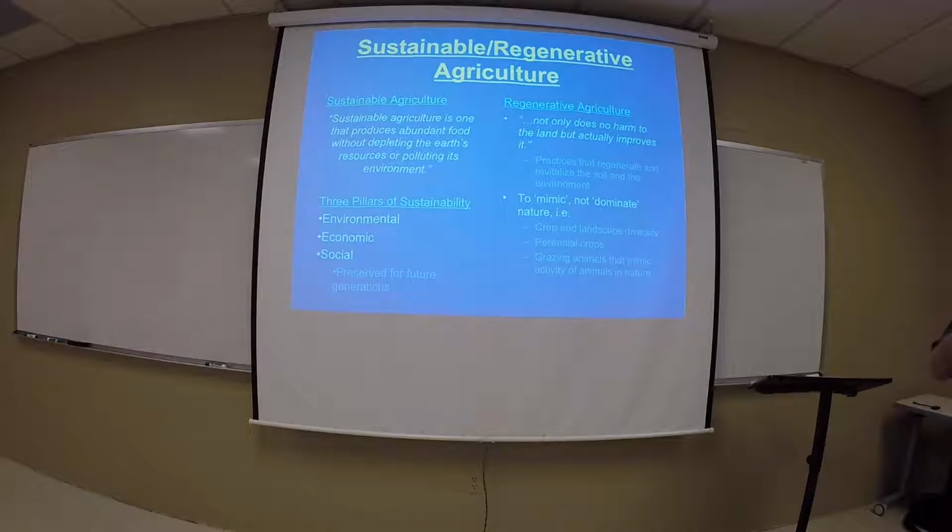So when we talk about mimicking nature, we're talking about using nature's services, or the benefits that nature provides, in our agricultural practices. So, using more of an ecosystem approach to agriculture. So things like adding crop and landscape diversity to the farm operation, going to more perennial crops as opposed to annual crops, and with livestock, using livestock in ways that mimic the activities of animals in nature. So this is what we're talking about with regenerative agriculture, and you might increasingly see that term used more.